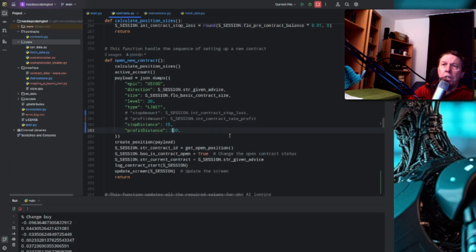So I changed the stop distance to 15 and the profit distance to 30. That gives the bot some more lenience in how far we should go into a loss before it closes the position and says, okay, this is enough. So half the profit distance is the stop distance. And that worked, as you can see in the profits.